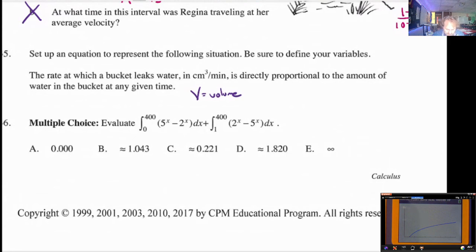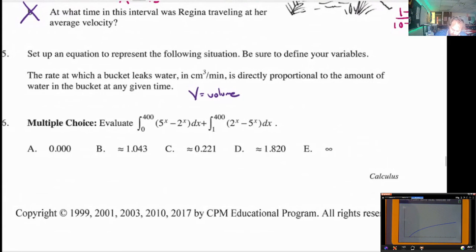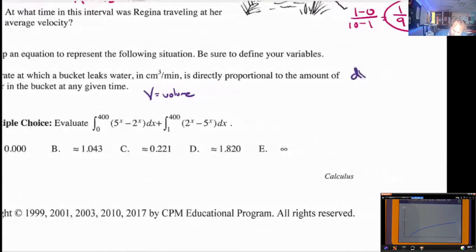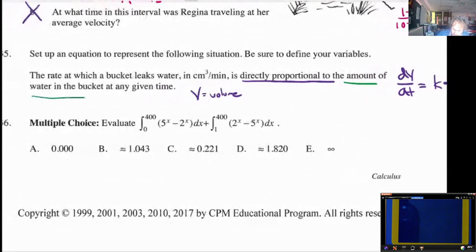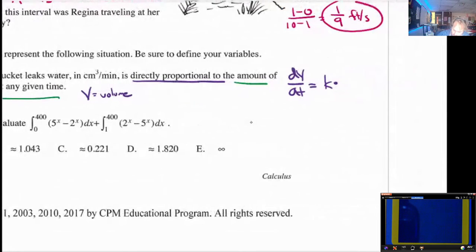of what's in there. So the rate at which it's leaking water, the change in volume with respect to time, is directly proportional to, that's going to be K times something, and that would be the amount of volume in the water in the bucket. That would be K times V. Which kind of makes sense. The more volume that's in the bucket, the more water pressure pushing down, the faster it's going to release. This is a good differential equation for this situation.